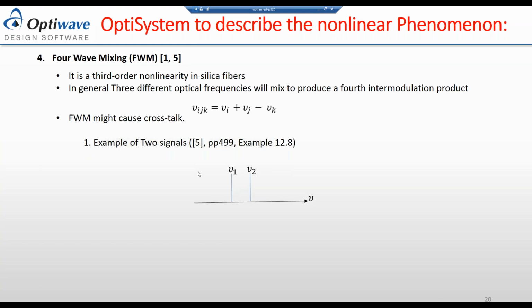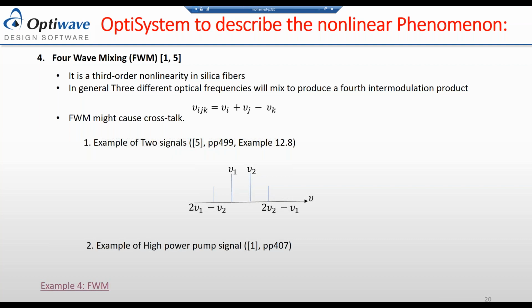We have 2 special examples. We verified these examples with our OptiSystem software. The first example is published in this reference. I left the reference at the end of this one. We have 2 signals, nu 1 and nu 2, with different frequencies. And due to the 4-wave mixing, another 2 signals are generated. The first is generated as 2 nu 1 minus nu 2, and the second is 2 nu 2 minus nu 1. This reference explained this, and we verified it with the example I will show you.